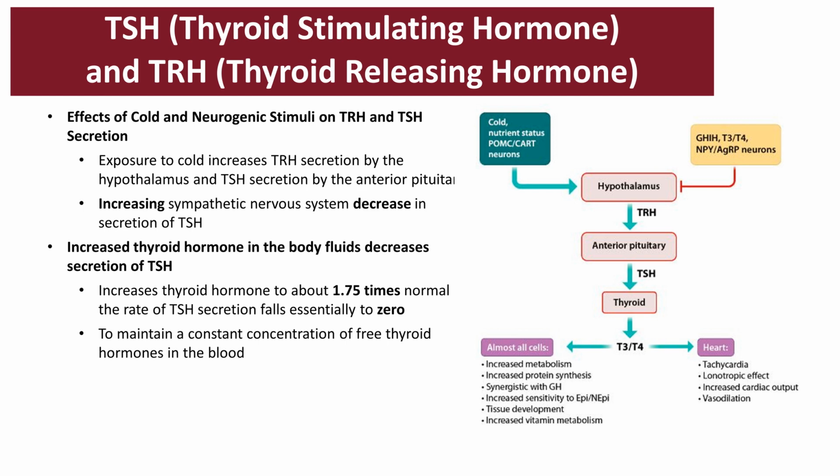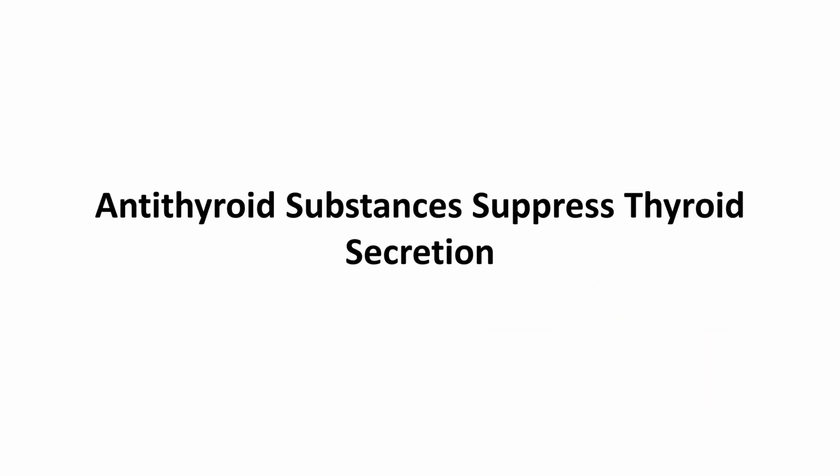For example, excitement and anxiety. And this is maybe due to the fact that when you have an increased metabolic rate and body heat, your body doesn't really need to make more T3, T4. So cold temperature as well as emotional states could impact the amount of thyroid hormone in the body. Anti-thyroid substances suppress the thyroid secretion.